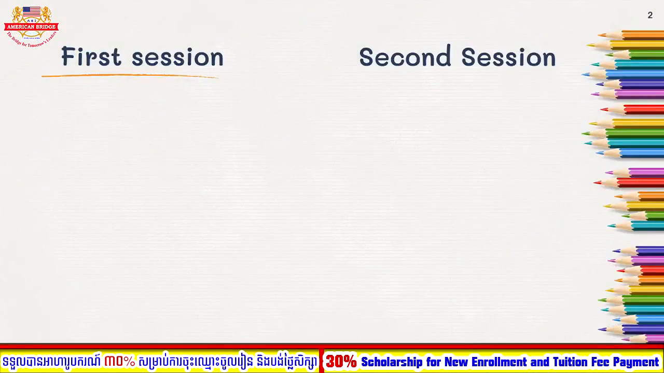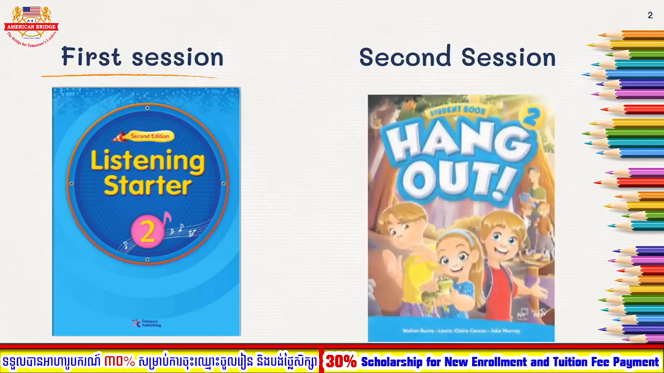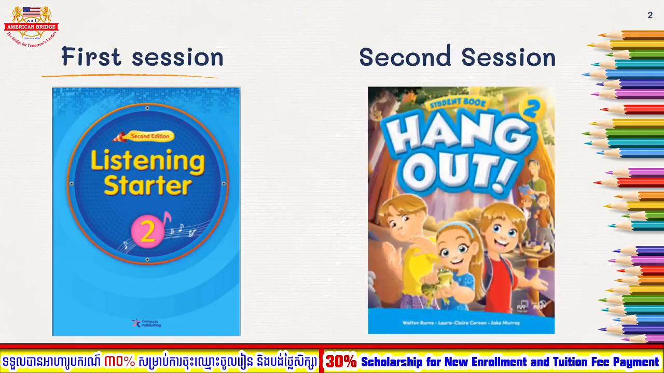Okay, for the first session and the second session, what is the book that we will study? Great. For the first session, our book is Listening Starter 2, and for the second session our book is Hangout 2, right? But all of those books are finished already, so teacher has an extra lesson for you, but now let's move to the next one with teacher first.